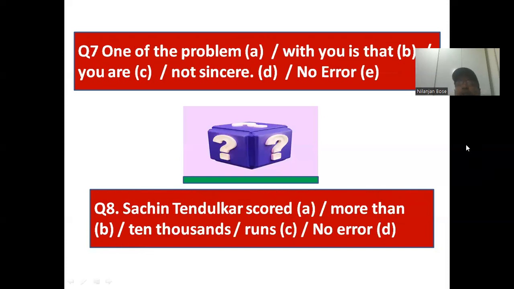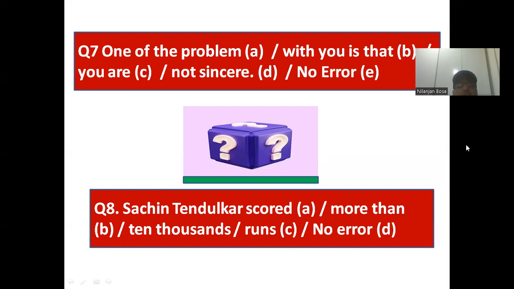One of the problem with you is that you are not sincere. If a sentence starts with one of, each of, it should always be followed by a plural noun. I've already told you in my earlier videos, and you have come to know about this particular rule, that if a sentence starts with one of, each of, it should always be followed by a plural noun. And in this particular question, after one of, it should be the problems. And here it is written problem. So that is wrong over here. So the first part contains the error.